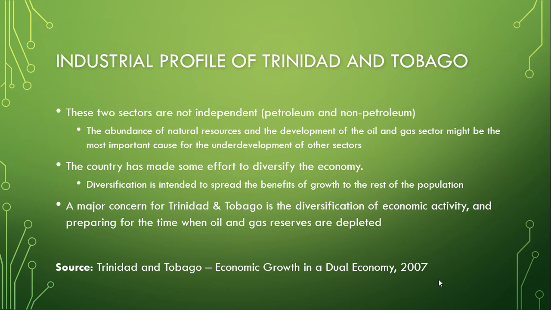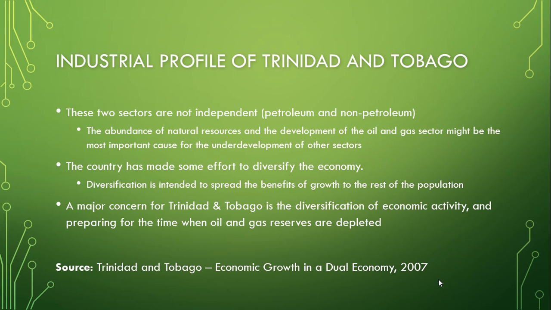These two sectors are not independent, that is, the petroleum and non-petroleum. For example, what do we mean by that? When we look at the abundance of natural resources and the development of the oil and gas sector in Trinidad and Tobago, this might be the most important cause for the underdevelopment of other sectors, meaning that really what we have going is too much of a focus of the powers that be in putting all the resources into the development of the petroleum sector at the expense of other sectors. For example, we have seen historically an underdevelopment in our agricultural sector. We see underdevelopment in our manufacturing sector.